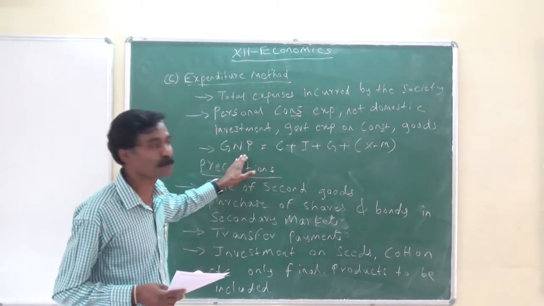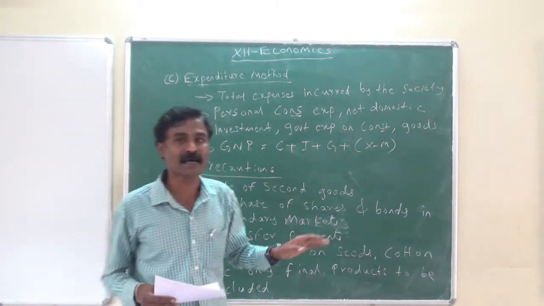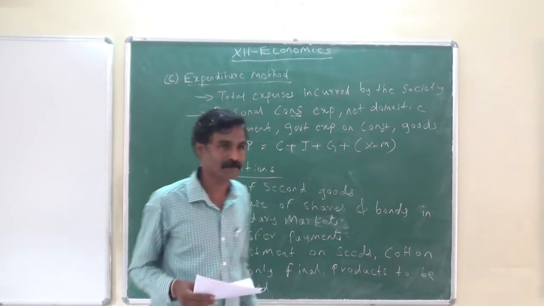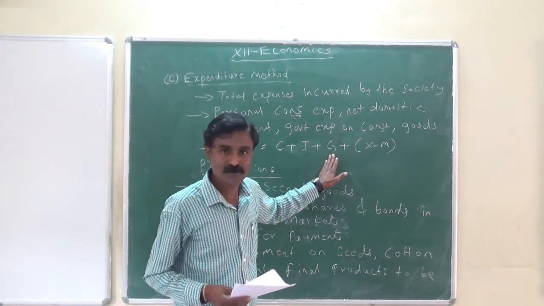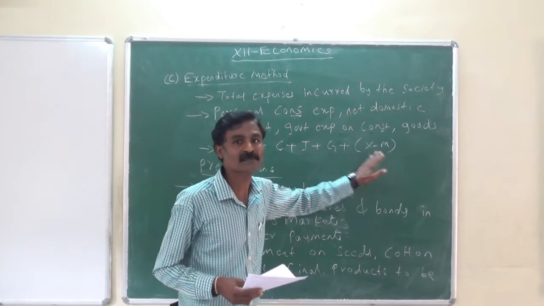Therefore, the gross national product is equal to C plus I plus G plus X minus M. As I told you, C is consumption, I is investment, G is government goods and services, and then X is export minus M is import.